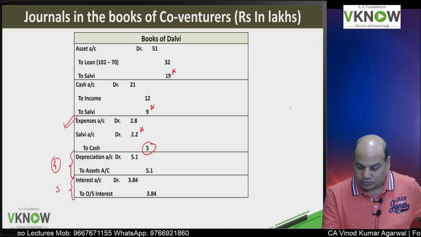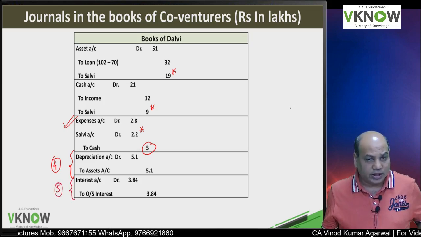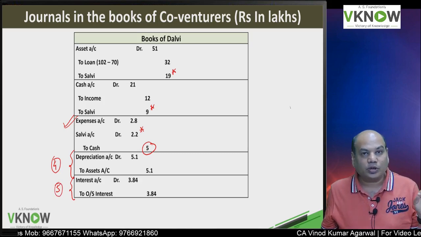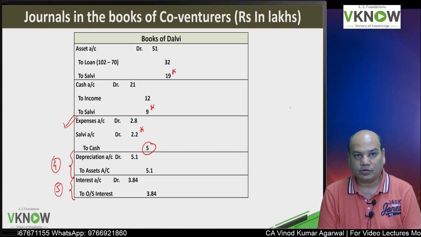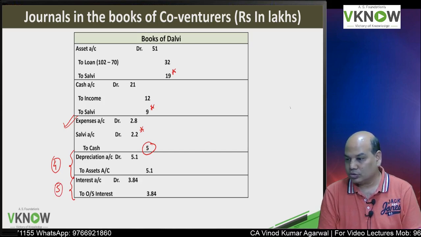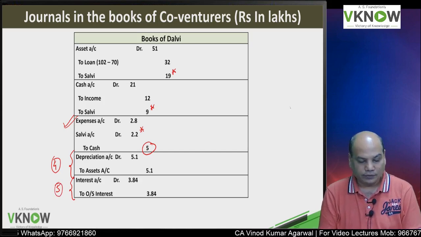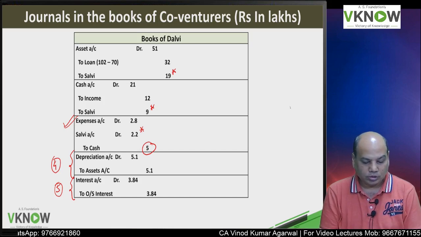And fifth entry, for interest, their interest accrued is 3.84. Interest account debit 3.84 to outstanding interest 3.84.